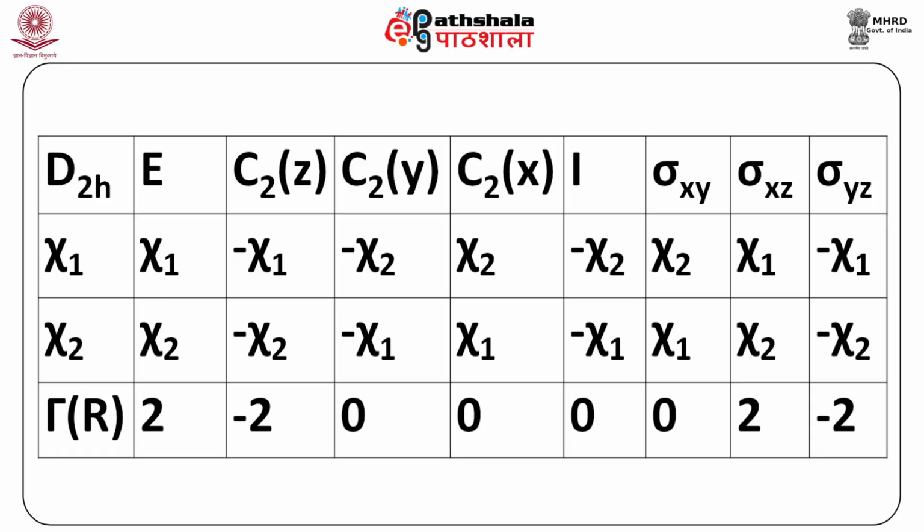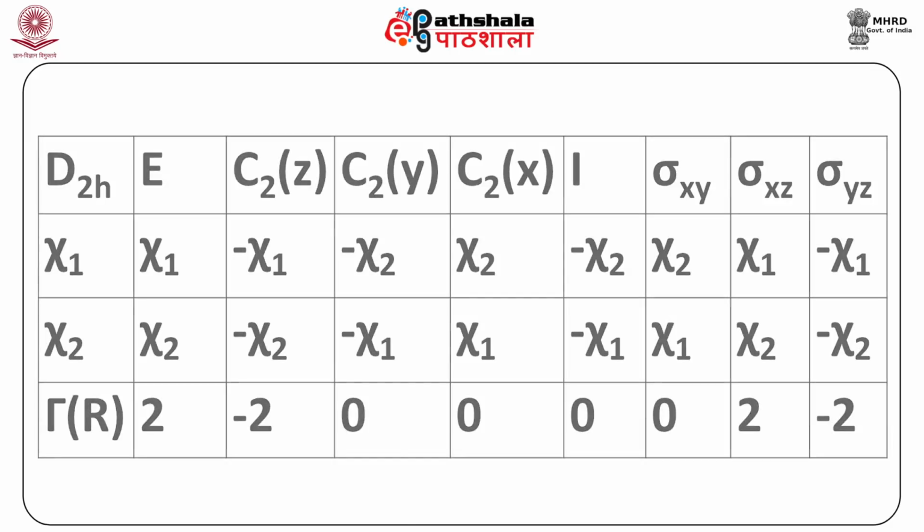So since both orbitals remain unshifted under E, the character is plus 2. Rotation about the Z axis reverses the signs of the 2px orbitals but leaves them unshifted, so the character will be minus 2. In a similar way, rotation about the Y axis not only reverses the sign of the orbitals but also shifts them, and hence the character is 0. For the other operations, in the same fashion, the remaining entries can be easily obtained.